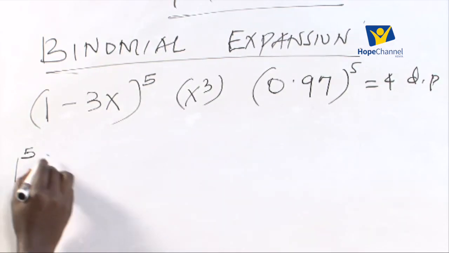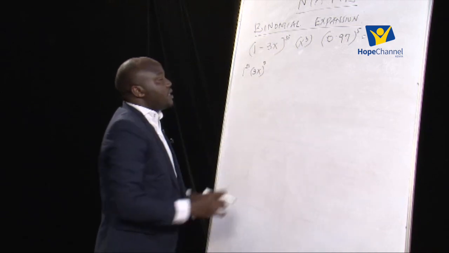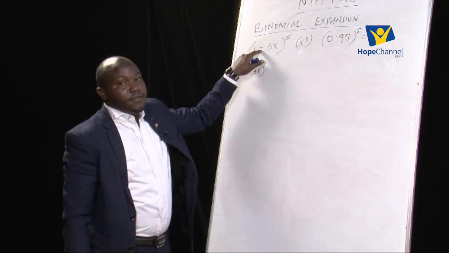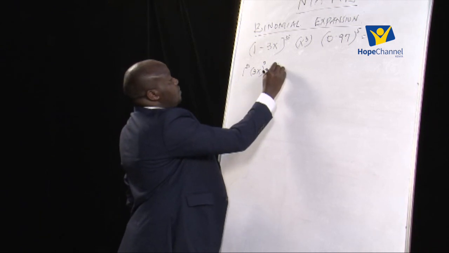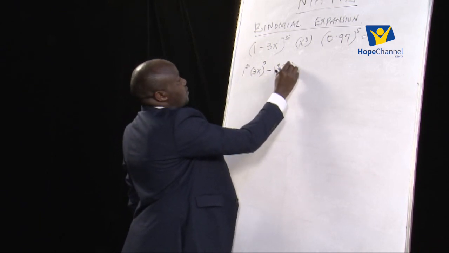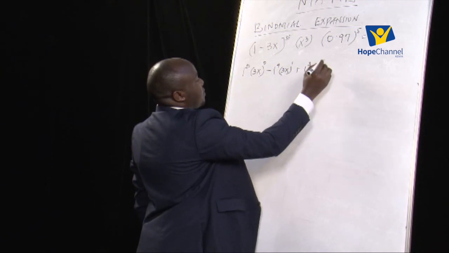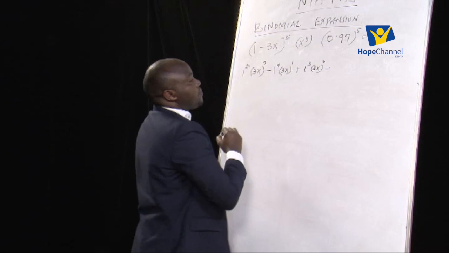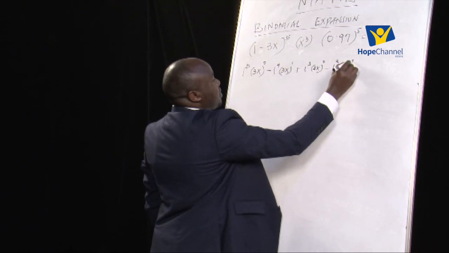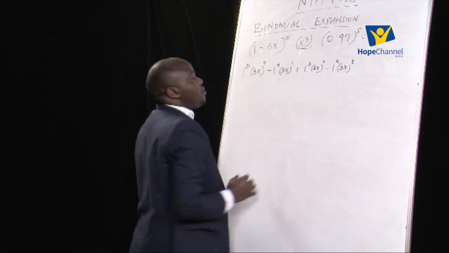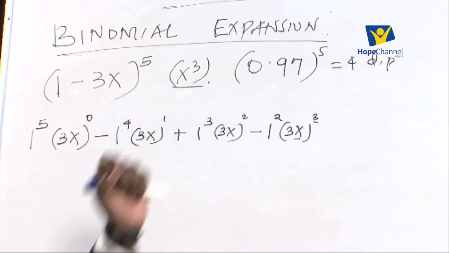1 raised to power 5, then 3x raised to power 0. I'm using the term as a positive, but at the back of my mind I know I'm using the negative. So I interchange. This is positive, so I interchange to negative. So I'm going to have 1 raised to power 4, 3x raised to power 1. Negative, so positive. 1 raised to power 3, 3x raised to power 2. Positive, so negative. 1 raised to power 2, 3x raised to power 3. The x is power 3, so that's where we stop, because you have been told to expand this expression to x power 3, and at this point x is to power 3. So we stop at that point.